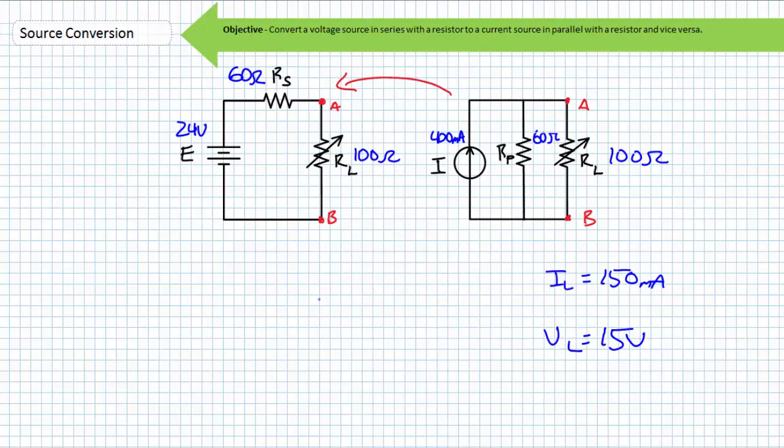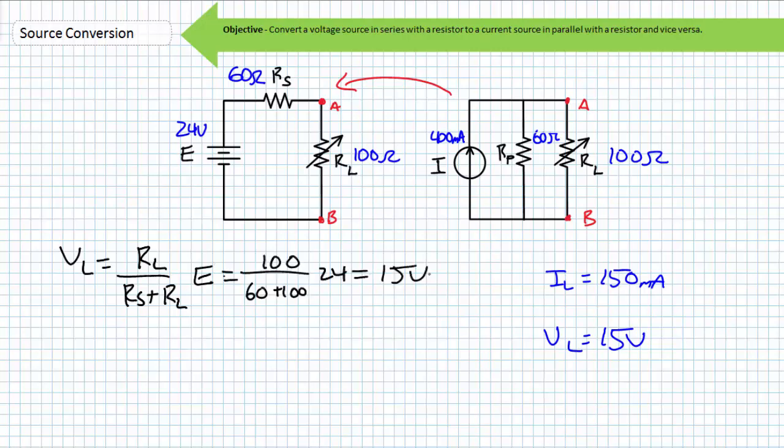From the perspective of the converted 24 volt voltage source in series with a 60 ohm resistor, this is clearly a scenario befitting application of the VDR. The VDR is set up to solve for the voltage drop across the load resistor as follows. Substituting in the necessary values, we also find a 15 volt drop across the 100 ohm load resistor. We can use Ohm's law to solve for the current through it. Substituting the necessary values, we find this source configuration induces 150 milliamperes of current as anticipated.